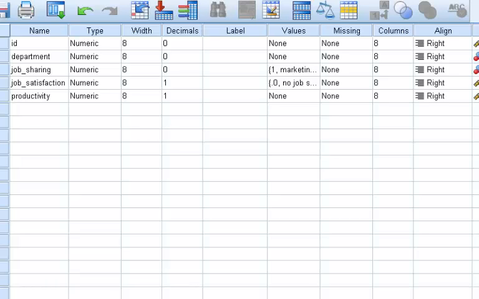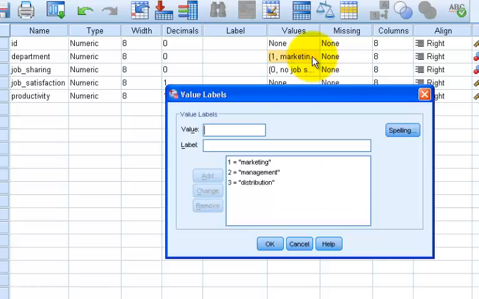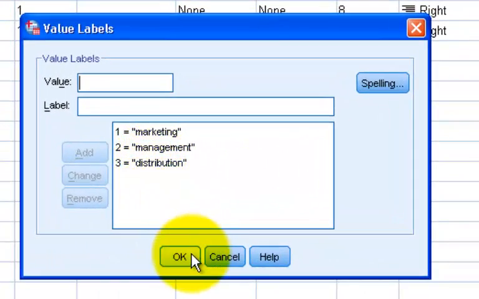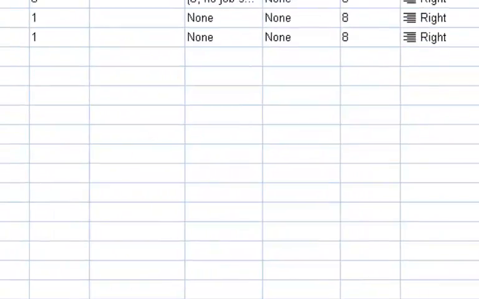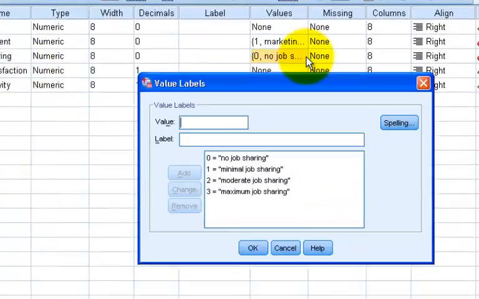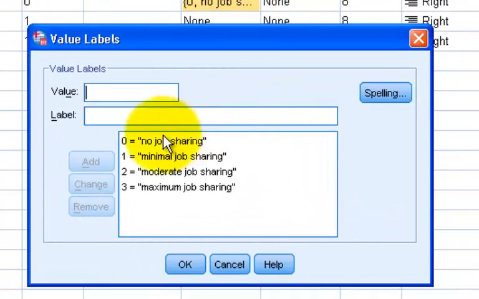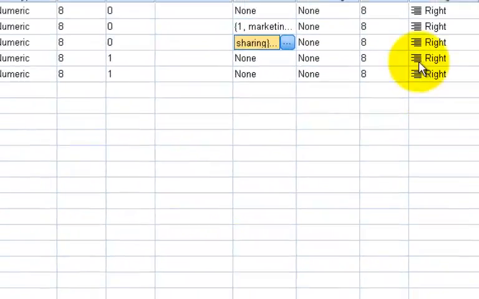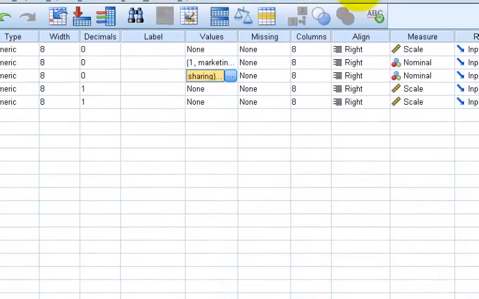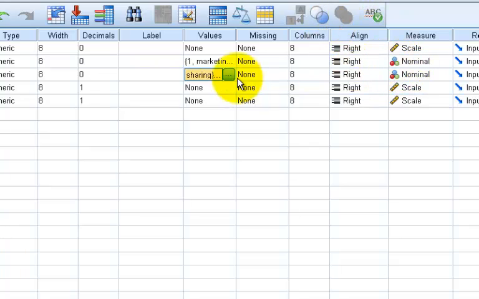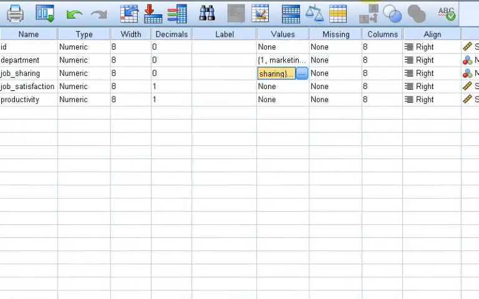I'm going to do a MANOVA in SPSS as fast as humanly possible, so hold on. Okay, department is IV number 1. It's got 3 levels. Job sharing is IV number 2. It's got 4 levels, right? None, minimal, moderate, maximum. Okay. And I have the IVs marked as nominal and the DVs of job satisfaction and productivity as scales.